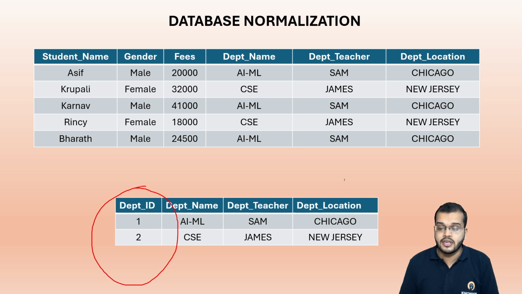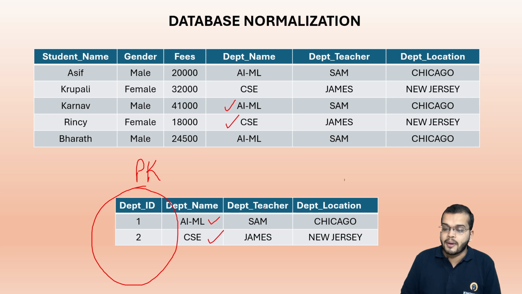So now if we carefully see here, in this department table, as there are only two departments, one I have AIML and another one I have computer science, which is CSC. So now in this department table, we are getting the department ID column which I have created. Now this is a primary key column. A table can have only one primary key column. So department names, department teacher and the department location. So all the departments are into one table now.